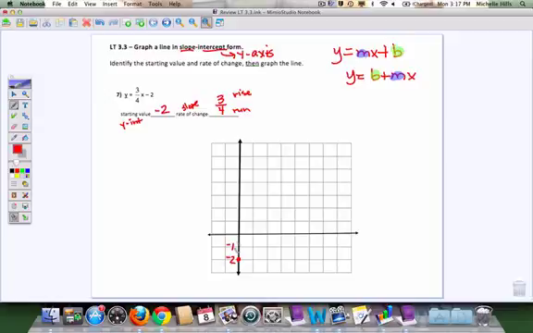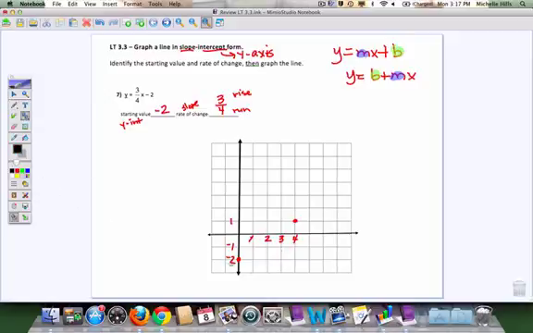My rise is positive 3, so from this point I'm going to go up 1, 2, 3, and then my run tells me where I'm going side to side. I'm going positive 4, so 1, 2, 3, 4, and I've got my second point. Again, people aren't going to know what that point is unless I went up to 1 on y, and then over 1, 2, 3, 4 on x. So you have to have that much of your scale in.